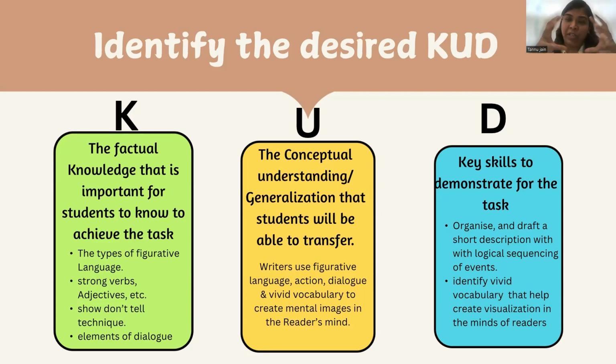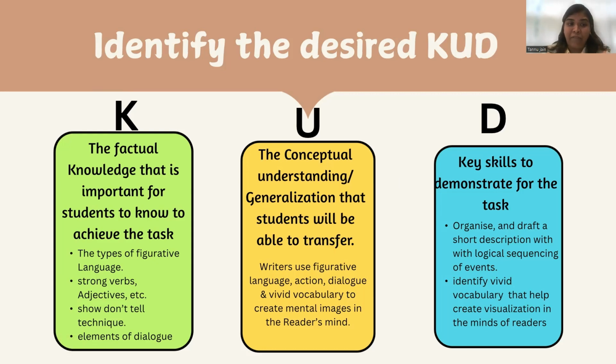For a 6-week unit, I'm sure our students are able to articulate more than one big conceptual understanding. They are able to articulate around 6 to 9 conceptual understandings, and I try to create assessments around that. One of the examples I'm giving you was a language unit. One of the generalizations is here: writers use figurative language, action, dialogue, and vivid vocabulary to create mental images in the minds of the reader.